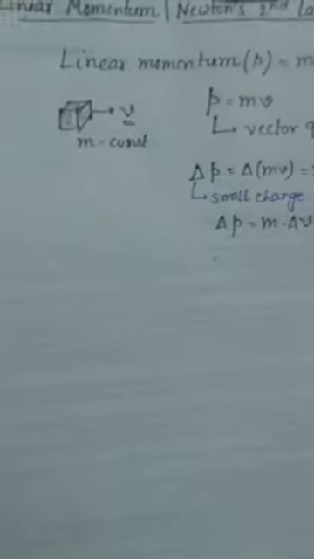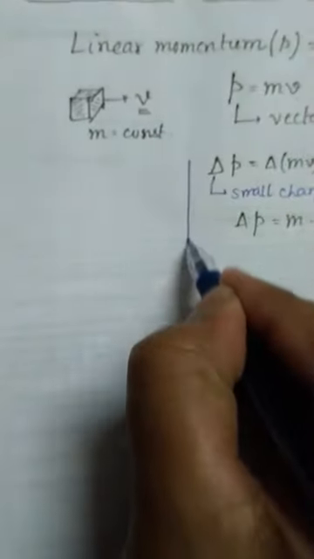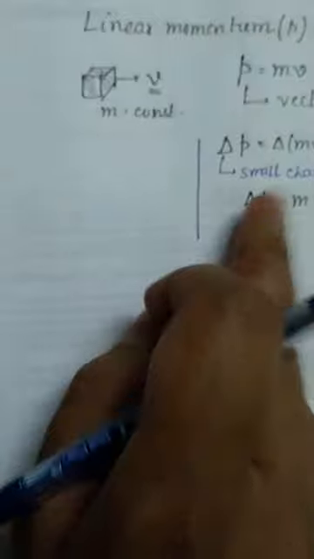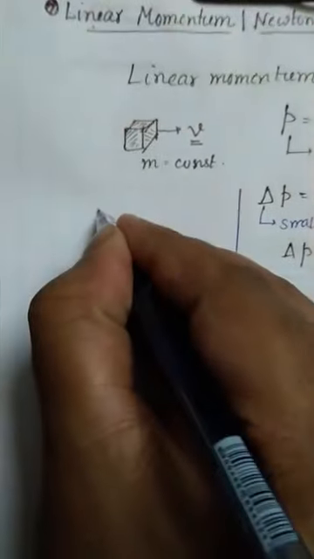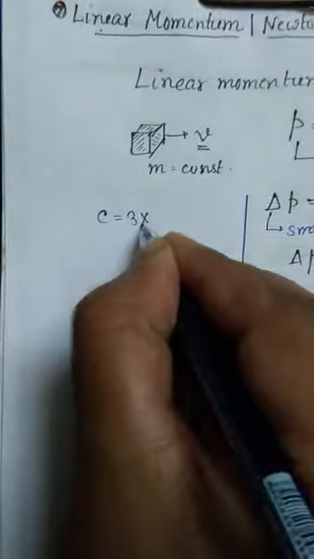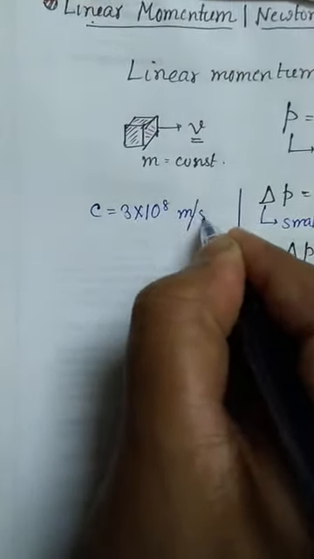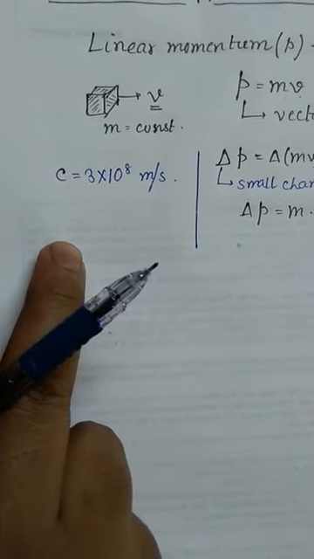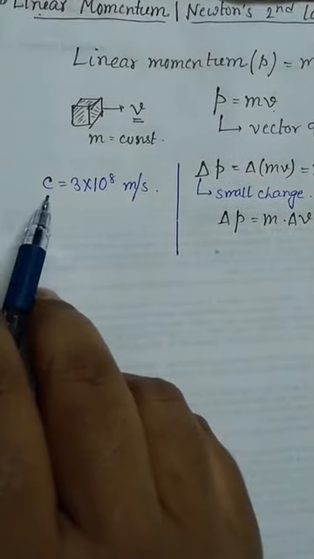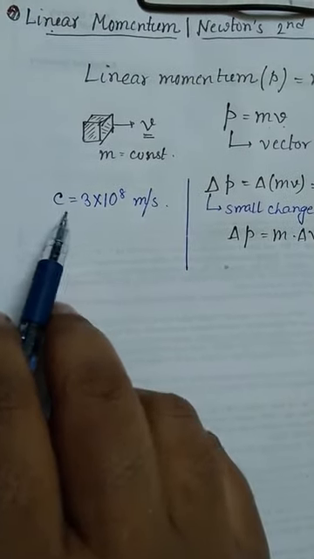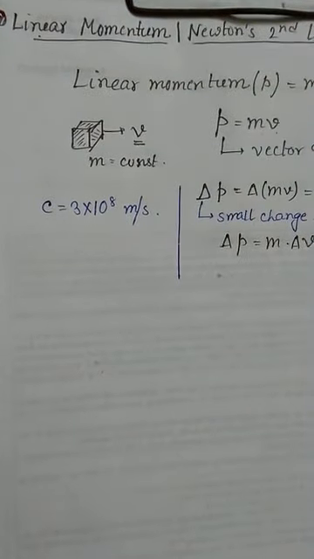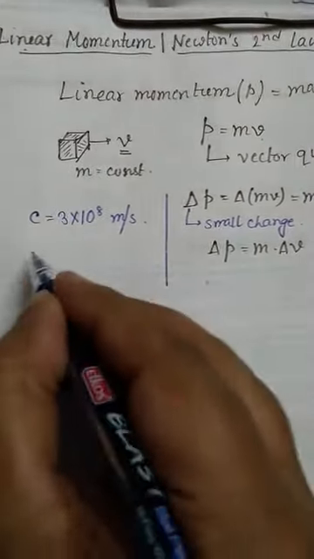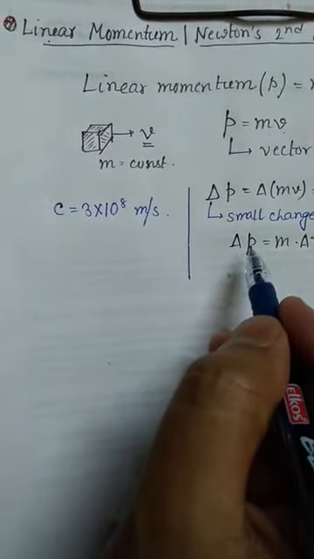Is it clear? Now I am giving you an example. Let's say a particle is moving with a velocity comparable to the velocity of light. What is the velocity of light? It is denoted by c and is equal to 3 into 10 to the power 8 meter per second. I am talking about a velocity v which is comparable to 3 into 10 to the power 8 meter per second. Then, according to Einstein, mass also changes.